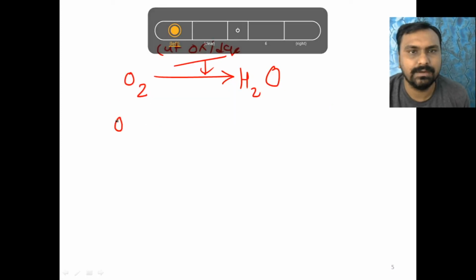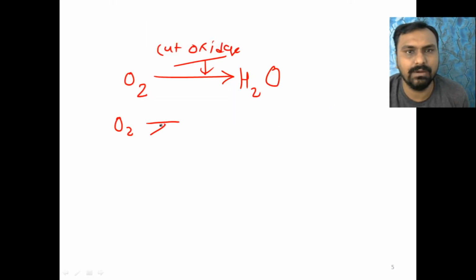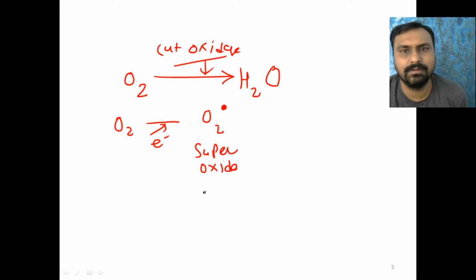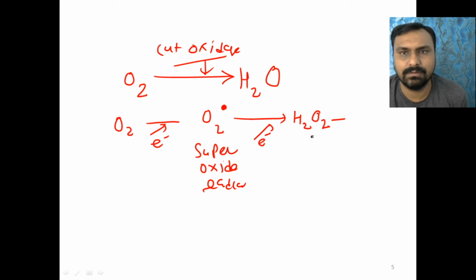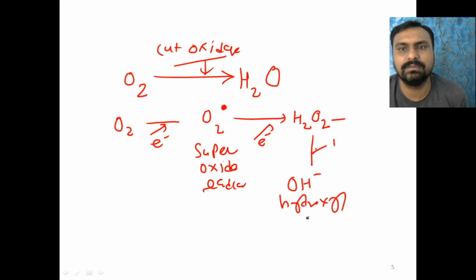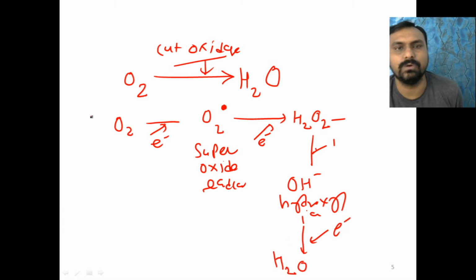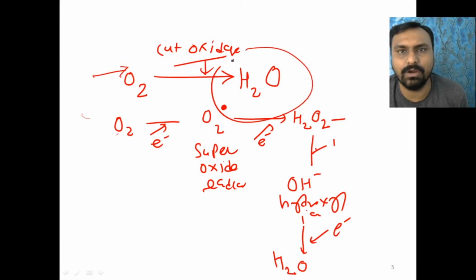So when oxygen gets one electron, it is converted to the superoxide radical. Then with one more electron, it is converted to hydrogen peroxide. With one more electron, it is converted to the hydroxyl ion, and when it gets one more electron, it is ultimately converted to H2O. So when complete reduction of oxygen occurs, it forms water.